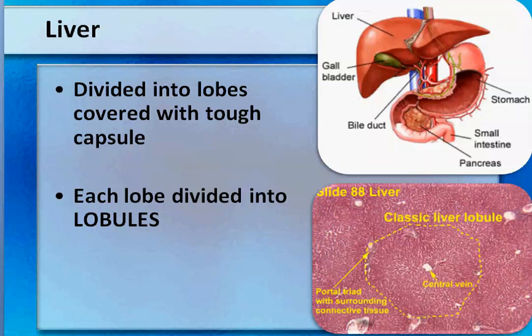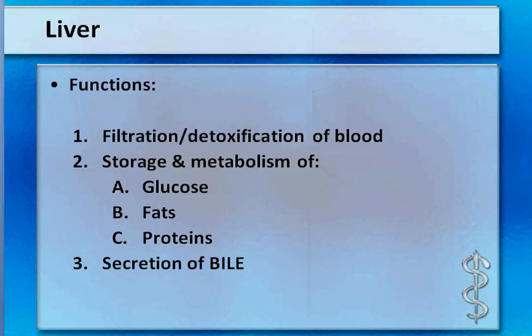Moving on to the liver, which again is part of the secretion into the digestive system, made of a bunch of lobes. We'll actually take a look at those lobes in a little more detail when we get to the dissection towards the end of the semester. Here are the basic functions of the liver. Pretty simple.